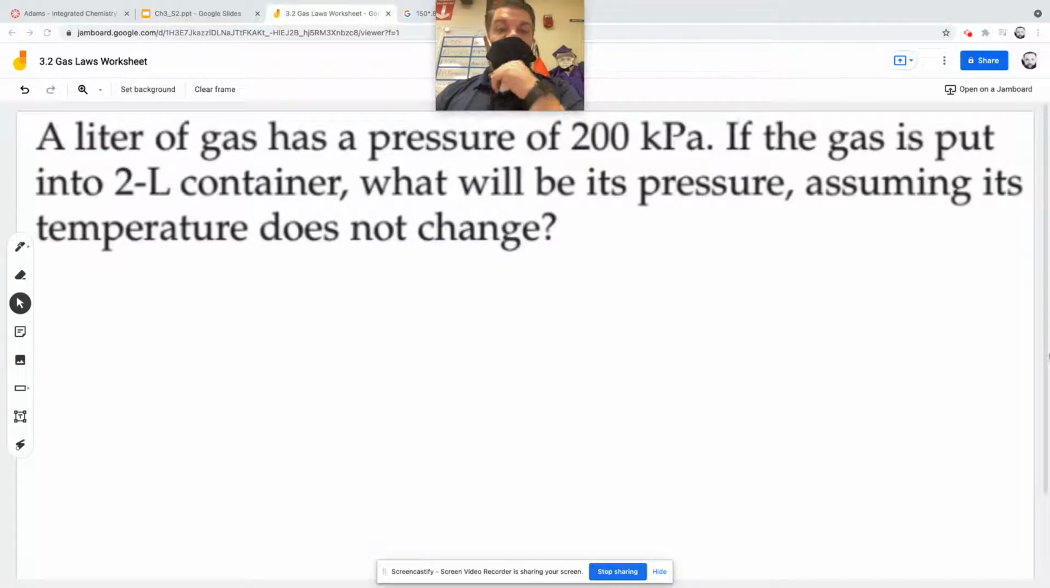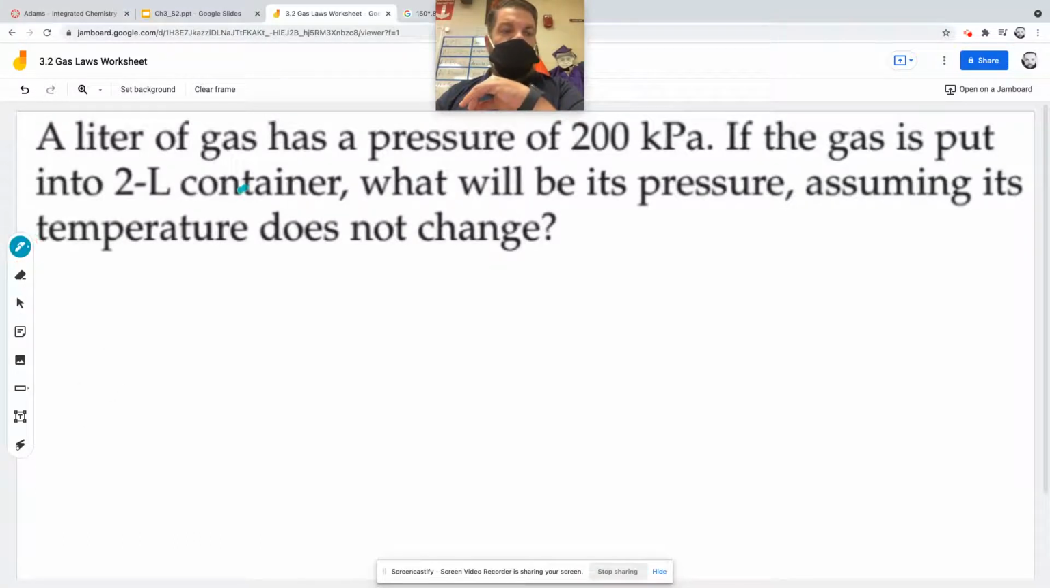So in this one it says a liter of gas has a pressure of 200 kilopascal. If the gas is put into a 2-liter container, what will its pressure be, assuming that the temperature doesn't change? Oh, I read that kind of quickly. It says a liter of gas has a pressure, then you put it into a 2-liter. All right, so what are we looking for?